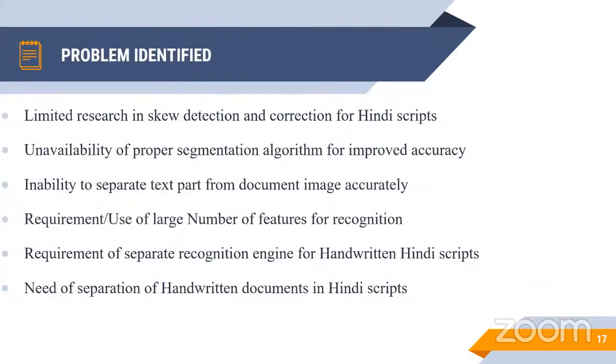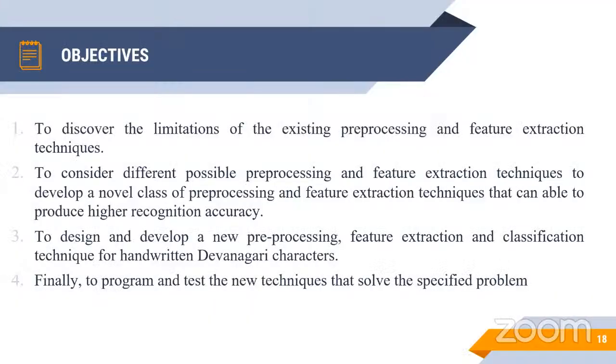So what are the problems that we have identified? First one is limited research in the skew detection and correction of Hindi scripts, unavailability of proper segmentation algorithm, inability to separate the text from the document image accurately, requirement and use of a large number of features for recognition, requirement of a separate recognition engine for handwritten Hindi scripts, need of separation of Hindi handwritten documents in the Hindi script. These are the problems that we have identified in this particular topic.